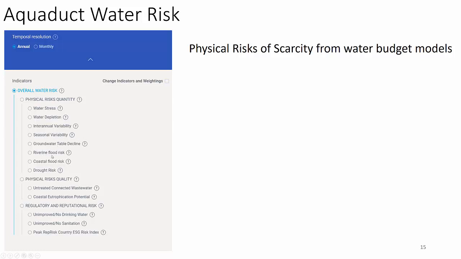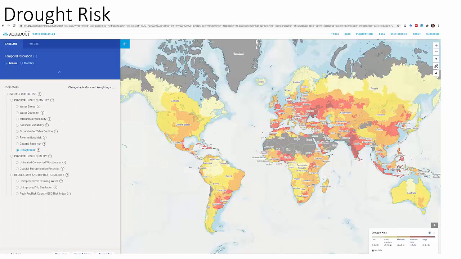Groundwater table declines, riverine flood risk, coastal flood risk, drought risks. All of these you can analyze individually. You can look at physical risk quality for untreated connected wastewater, coastal eutrophication potential, and regulatory and reputational risk from unimproved or no drinking water, unimproved no sanitation, peak risk, regulatory reputational risk from ESG risk index. Just a number of the powerful tools that you can develop using this simple water balance strategy when you have the data. Data are powerful things.